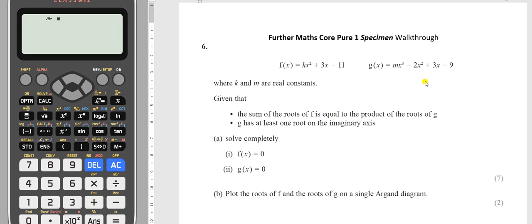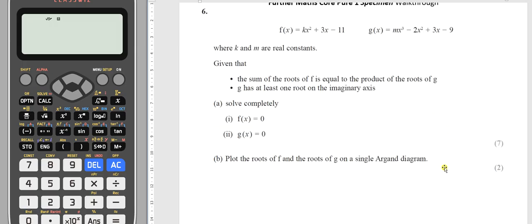Specifically, we want to solve completely f of x equals 0 and g of x equals 0, which means we're looking for all of the roots of the quadratic and the cubic, which means that this question involves roots of polynomials. We have a few results involving roots of polynomials that we can use, and there are various approaches you can take here. But generally speaking, it's worth being familiar with and fluent with the various different approaches, because sometimes one of them will be much quicker and more efficient than another one.